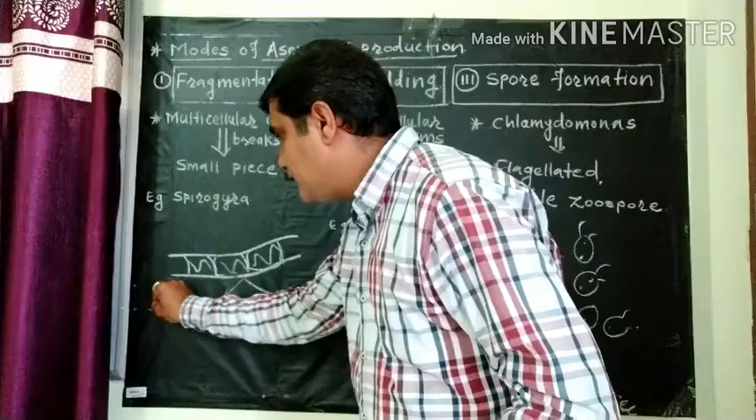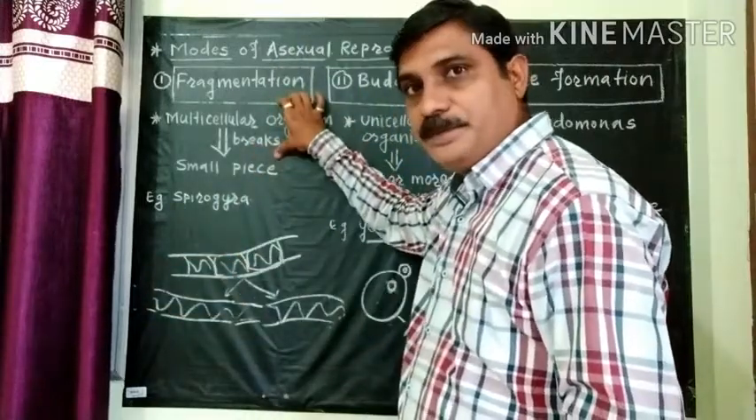Have a look here. So this is the Spirogyra undergoing the breakdown and forming small fragments, and each fragment then develops into an independent Spirogyra. So this is the fragmentation.